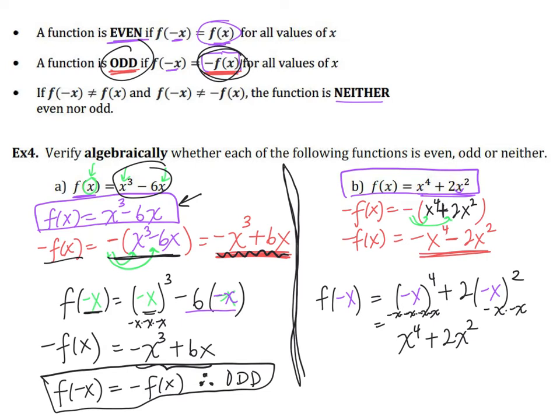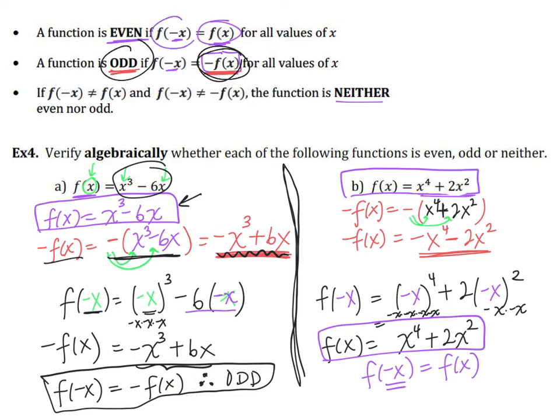Well, x to the fourth plus 2x squared is the same as what? It's the same as the original function. So when I put in the opposite of x, I got the original function. Therefore, my conclusion is that this function is even.